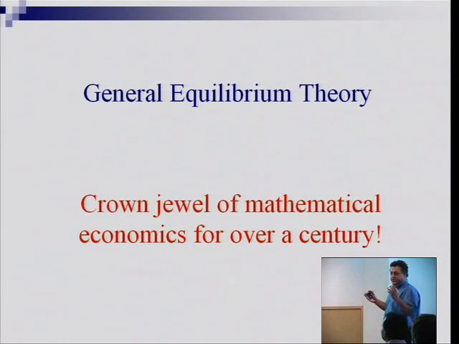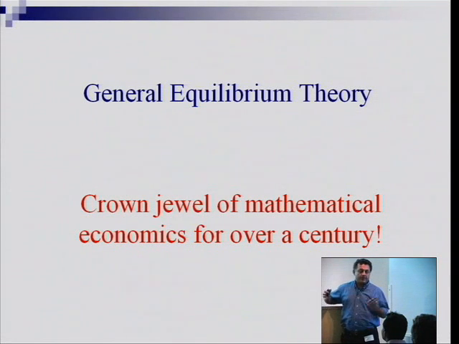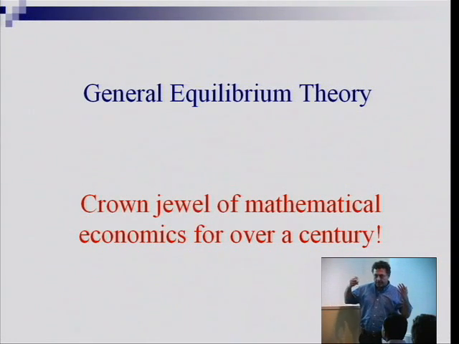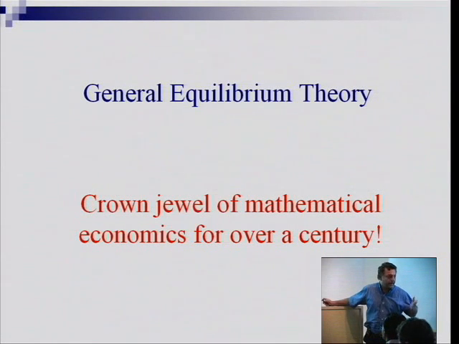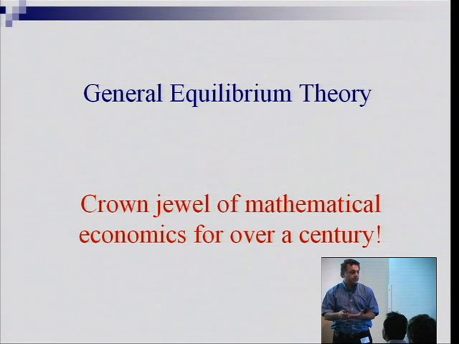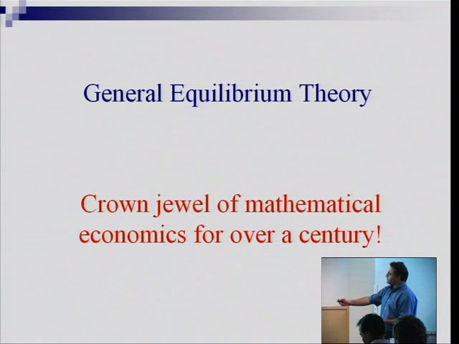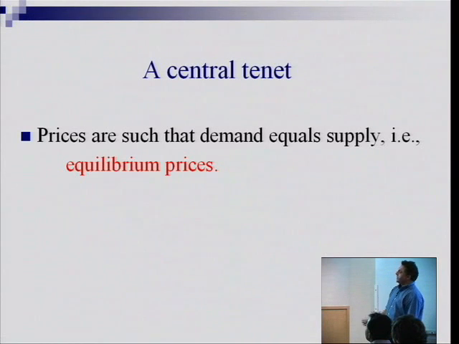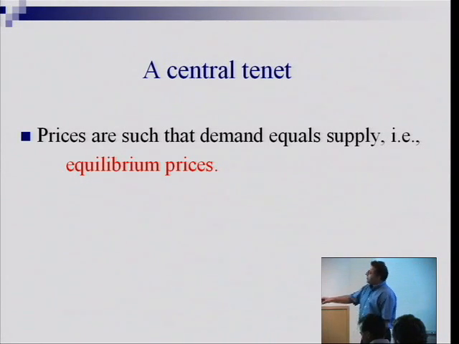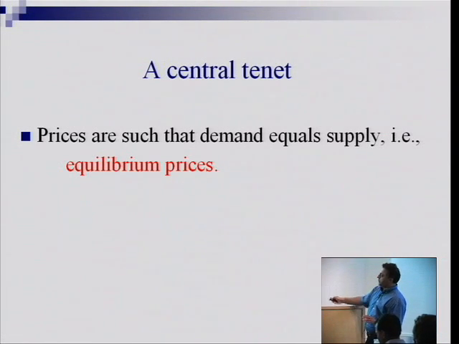So the big question that people had in mind for many years, many centuries rather, all the way to Adam Smith in the 18th century, was whether or not these pricing mechanisms really make sense, whether they have the power to do the right thing. In other words, achieve fairness, achieve stability, achieve efficiency, and that's why this was a big theory. And one of the central tenets in this theory was that prices should be such that supply equals demand. In other words, the prices should be equilibrium prices.